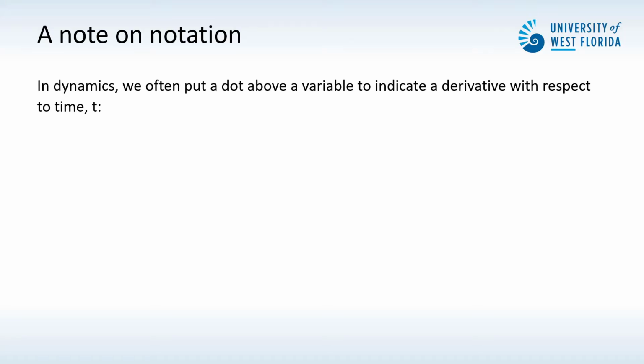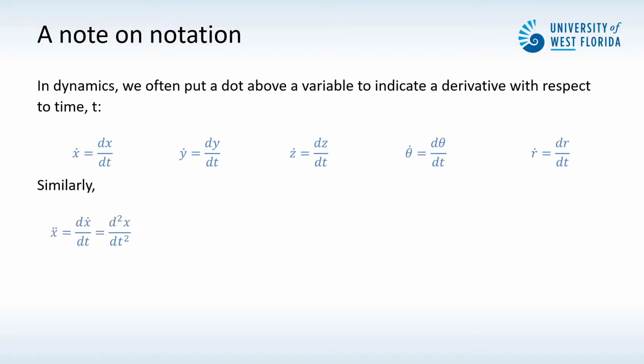I need to spend a short time on some new notation. In dynamics, we often put a dot above a variable to indicate a derivative with respect to time t. For example, x dot equals dx dt, y dot equals dy dt, z dot equals dz dt, and so on. Similarly, two dots indicate the second derivative of a variable with respect to time.